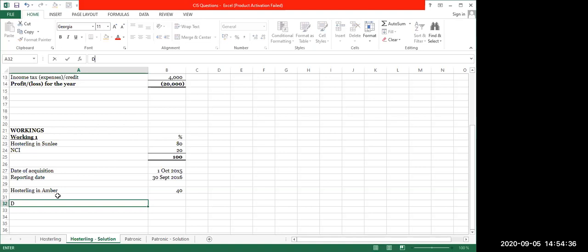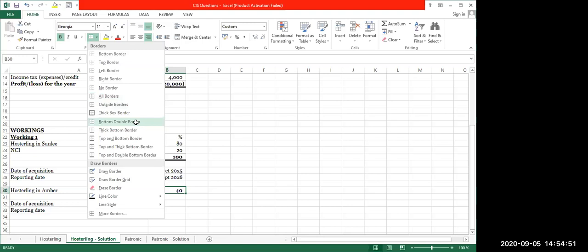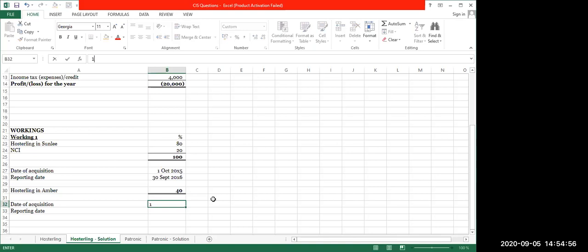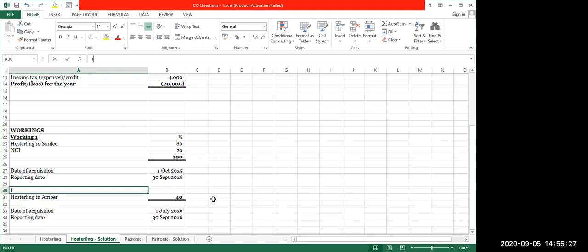Again, we take a look at the date of acquisition of Amber because we have to fish it out. If we don't, we might make some errors along the line. So the date of acquisition of Amber is 1st July 20X6. The reporting date still remains 30th September 2006. So it appears that the acquisition of Sunly was not during the year. However, the acquisition of Amber took place during the year, so we have to take extra care when we get to Amber, because once it relates to stuff during the year, we have to prorate as much as possible.